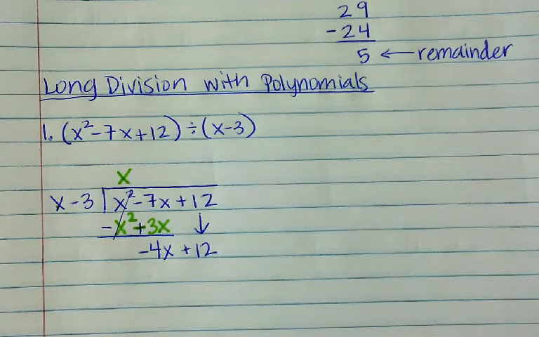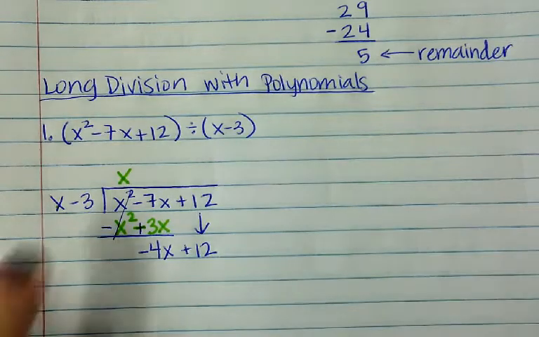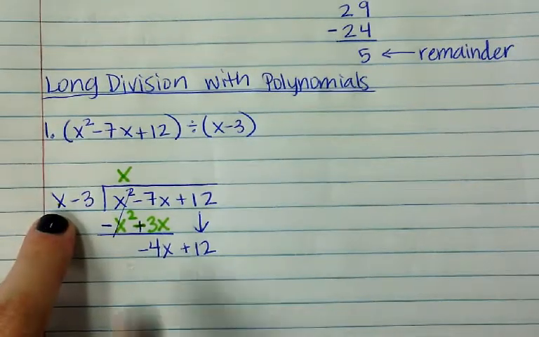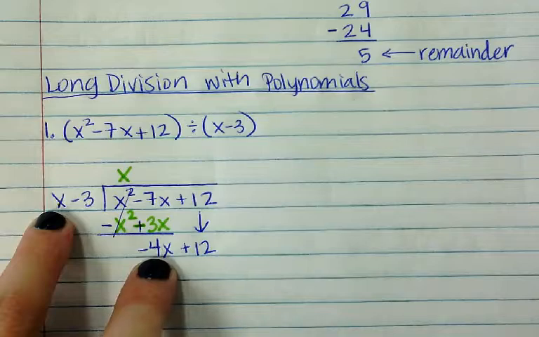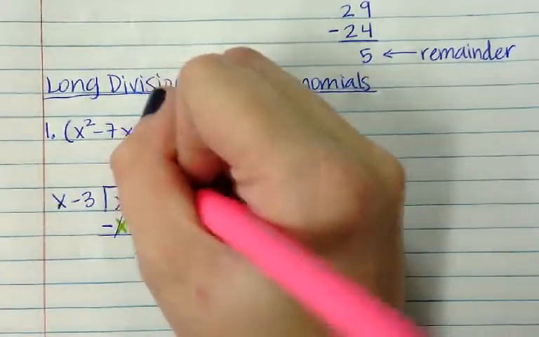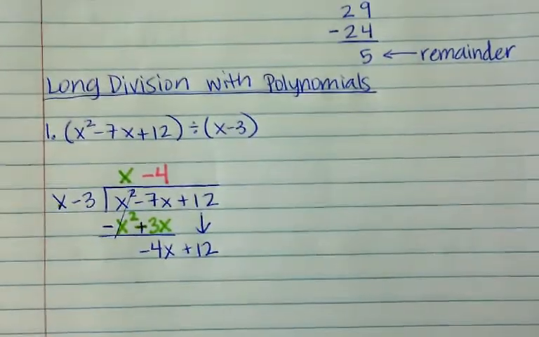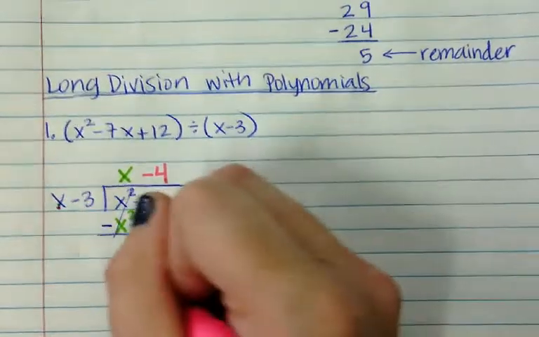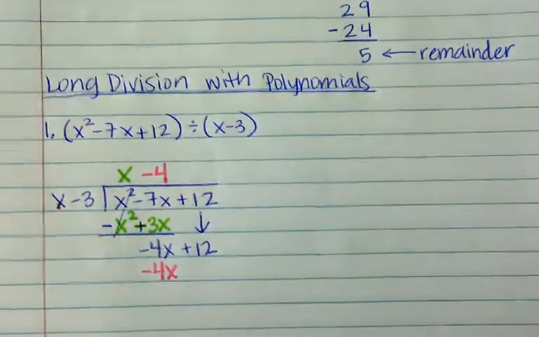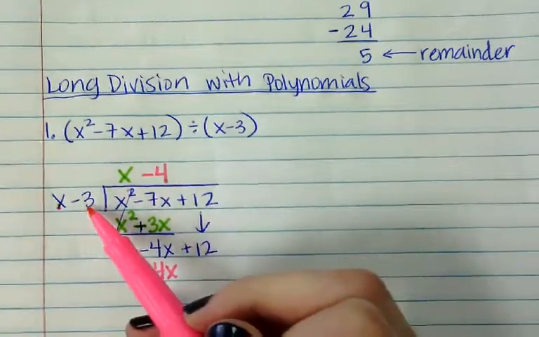So now we want to think, what will I need to multiply this x by? How many times does x go into negative 4x? What do we need to multiply it by? Negative 4. So I'm going to multiply by negative 4. So negative 4 times x is negative 4x. Negative 4 times negative 3 is positive 12. Do y'all feel good about that?